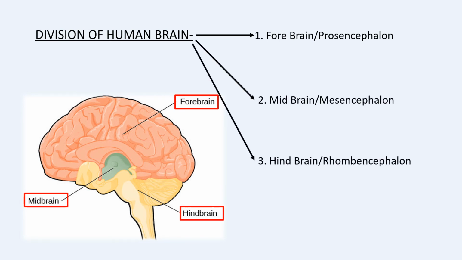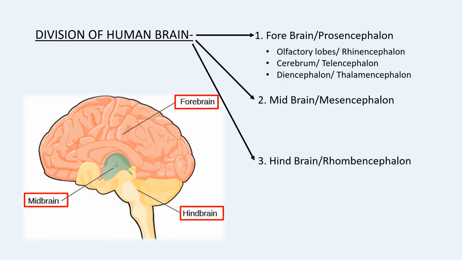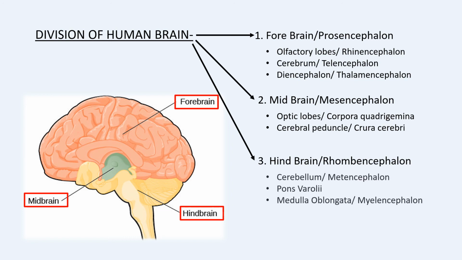All of these parts are further divided. The forebrain or the prosencephalon is divided into 3 parts: rhinencephalon, which is also known as olfactory lobes, telencephalon, also known as cerebrum, and thalamencephalon, that is also known as diencephalon. The midbrain or the mesencephalon is divided into corpora quadrigemina, that is the optic lobes, and cerebral peduncle, also known as crura cerebri. The hindbrain or the rhombencephalon is also divided into 3 parts: cerebellum, pons varolii, and medulla oblongata.